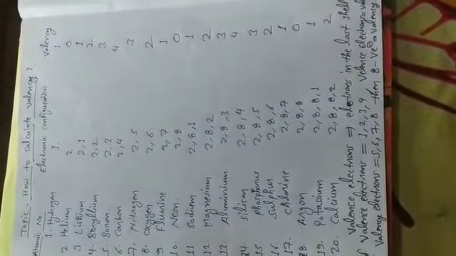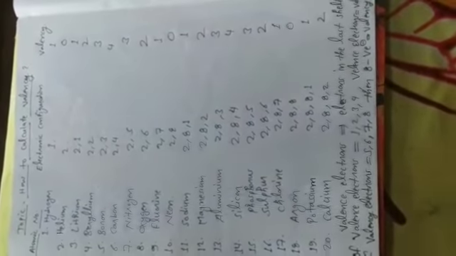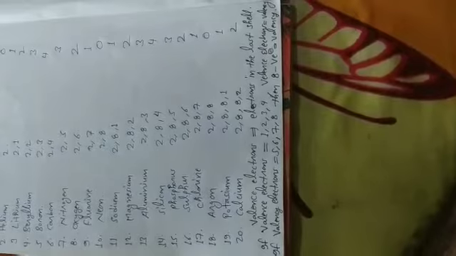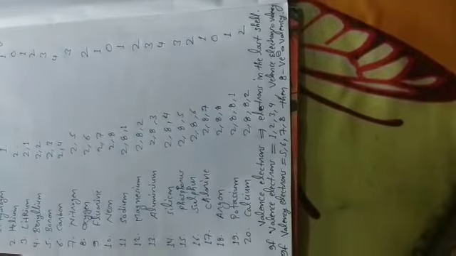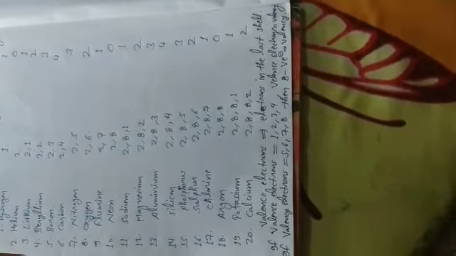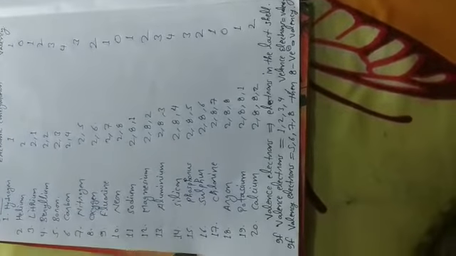The topic is how to calculate valency. The first formula of valency: valence electron is equal to electron in the outermost shell or last shell. If valence electron is equal to 1, 2, 3, 4, then valence electron is equal to valency. If valence electrons is equal to 5, 6, 7, 8, then 8 minus valence electron is equal to valency.